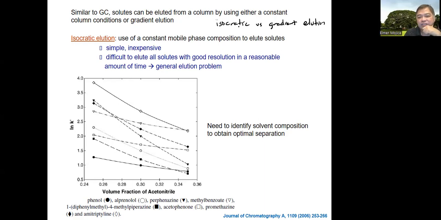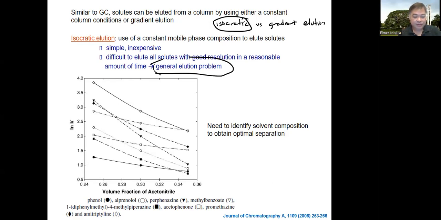Okay, so the difference between the two: in isocratic, you have a composition of the mobile phase that is the same all throughout the run. In gradient elution, the composition of the mobile phase changes. Isocratic elution uses a constant mobile phase composition to elute the solute. It's simple and inexpensive, but unfortunately, if you use that, it's difficult to elute all solutes with good resolution in a reasonable amount of time, leading you to the so-called general elution problem.